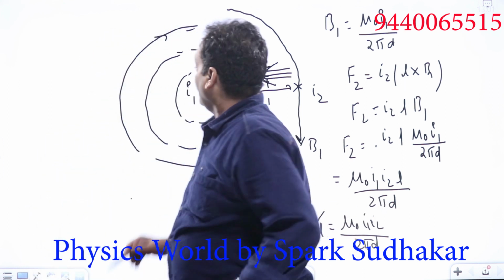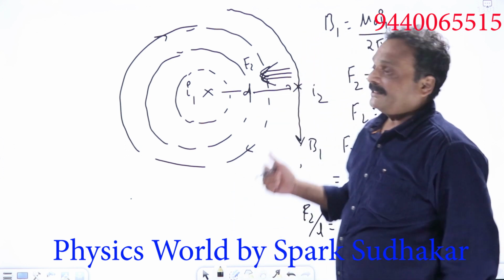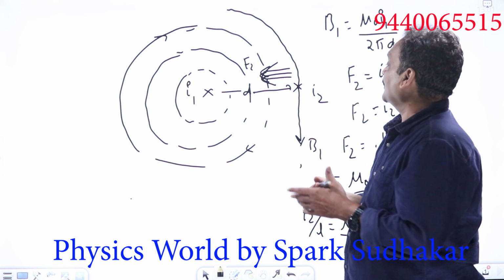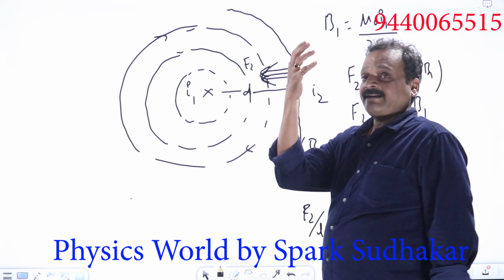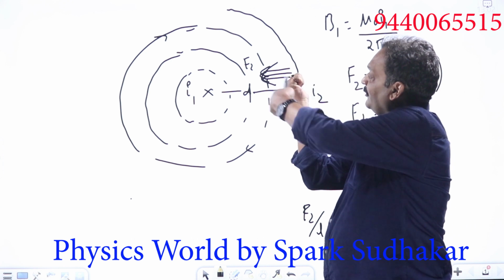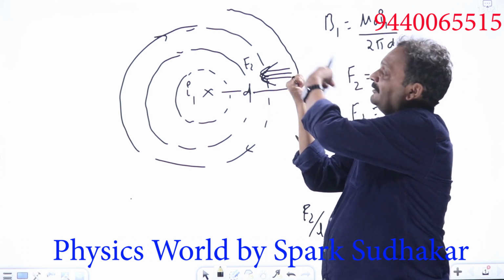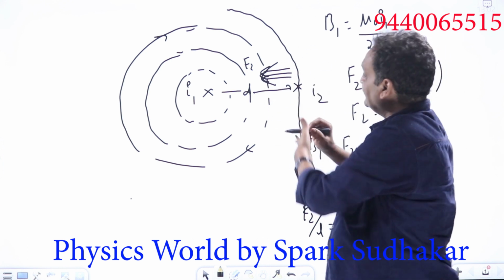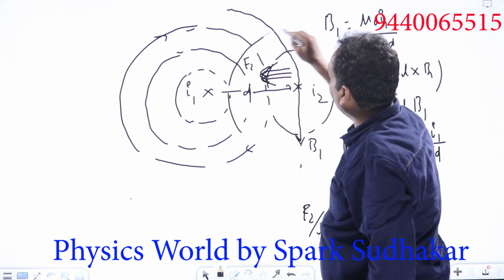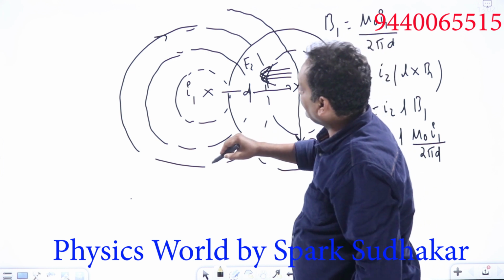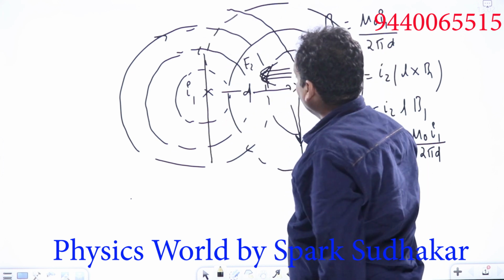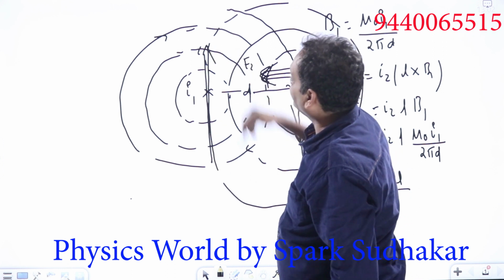Now come to the second wire. It is also carrying a current. It also produces its own magnetic field around it. What is the direction of the magnetic field? Again, right hand rule: thumb in the direction of the current. Field lines due to the second wire will be concentric circles, and at the site of the first wire, the magnetic field lines will be upwards like this.